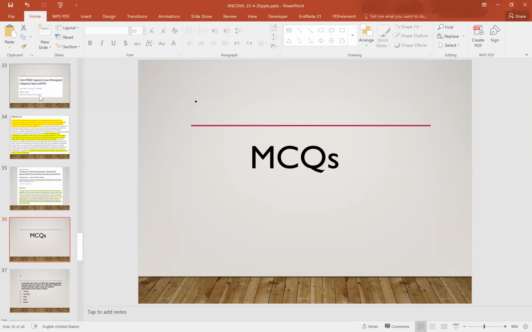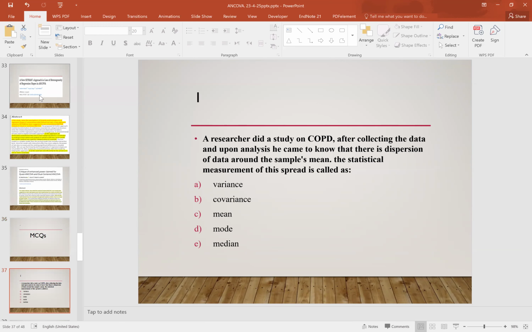Now it's time for MCQs. First MCQ. A researcher did a study on COPD. After collecting the data and upon analysis, he came to know that there is a dispersion of data around the sample mean. The statistical measure of this spread is called: variance, covariance, mean, mode, or median? A. Variance. Yes, it's A.